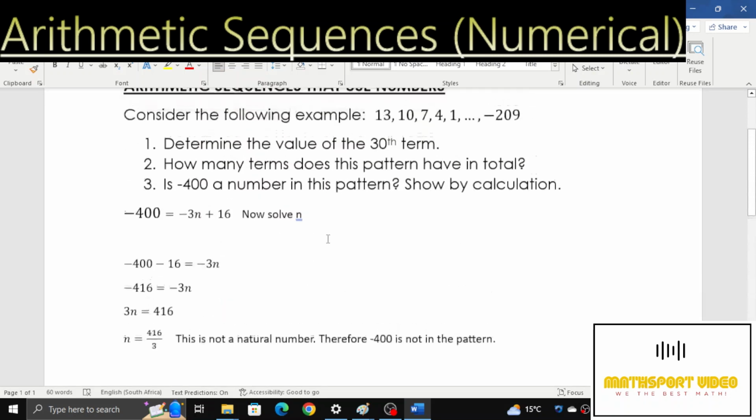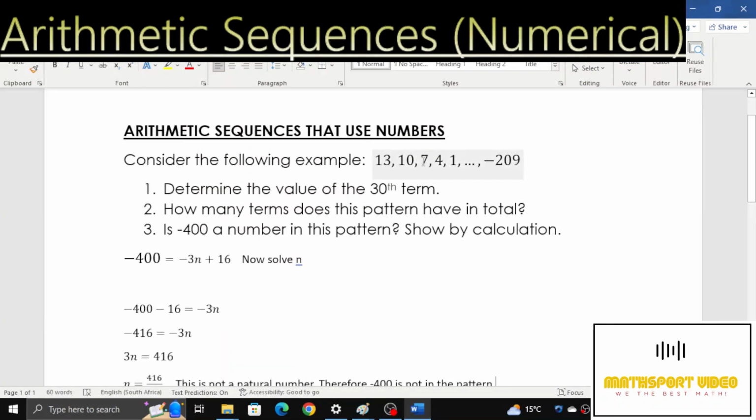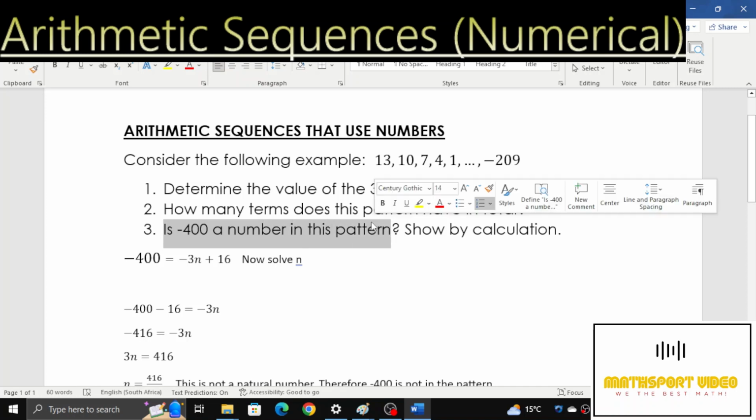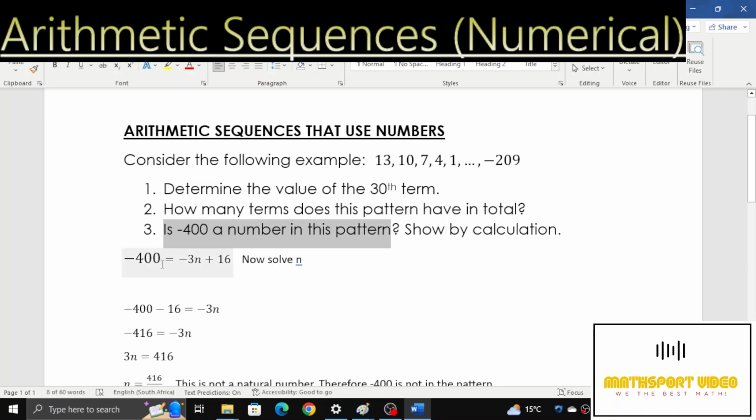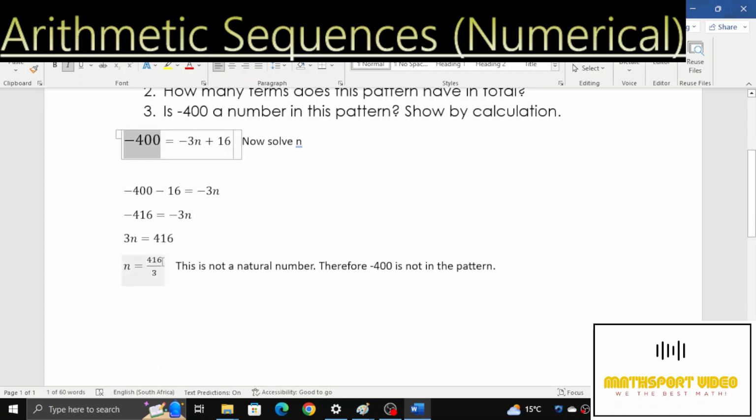All right, so just to summarize, we looked at this pattern. If you want to determine the value of the 30th term, you have to first find the general term and then replace n with 30. If you want to find how many terms the pattern has in total, you let Tn equal the last term and you solve for n, and that answer will tell you the number of terms in total. And if you want to figure out if a particular number is in the pattern or not, you substitute it where the Tn is. If you get an answer which is natural, it means it is in the pattern, but this one is not natural, therefore it is not in the pattern.